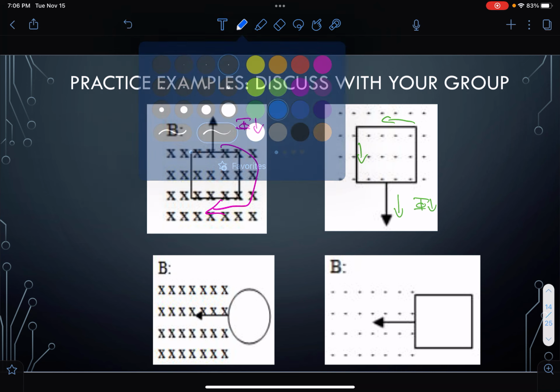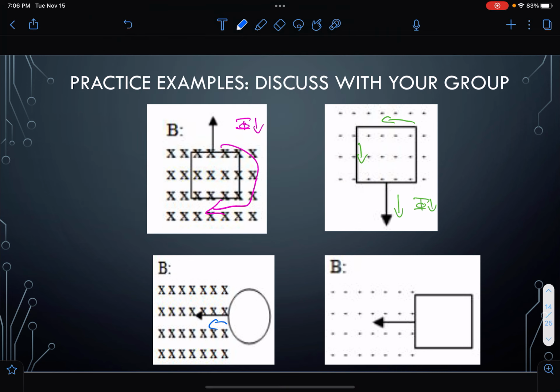Yellow's a bad color. Here I'm going into a magnetic field, which means I'm starting at 0, and then I'm going to increase my magnetic flux, and so I'm going to do the opposite. So this X is showing into the page, so I'm going to point my thumb out of the page, and then my hand goes counterclockwise. B.